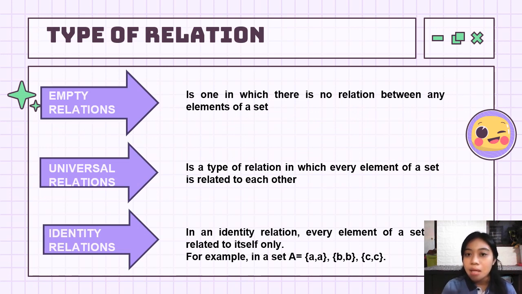Types of relation. There are 7 types of relation. First, an empty relation is one in which there is no relation between any elements of a set. Second, a universal relation is a type of relation in which every element of a set is related to each other. Third, identity relation. In an identity relation, every element of a set relates to itself only. For example, in a set A it is {(A, A), (B, B), (C, C)}.